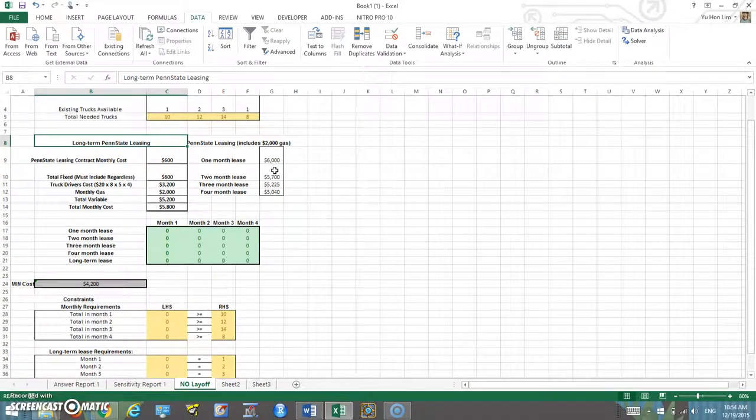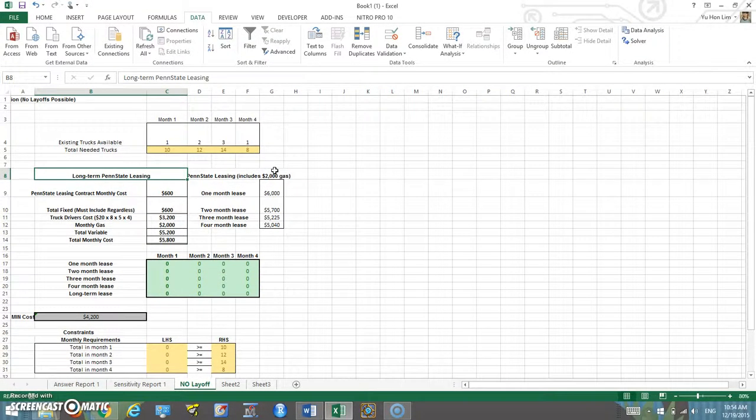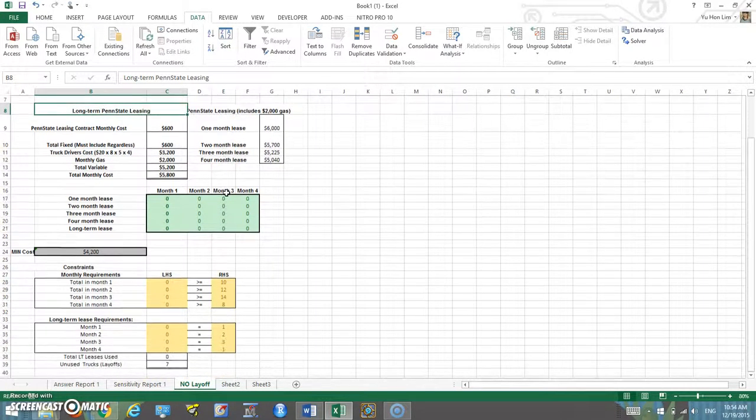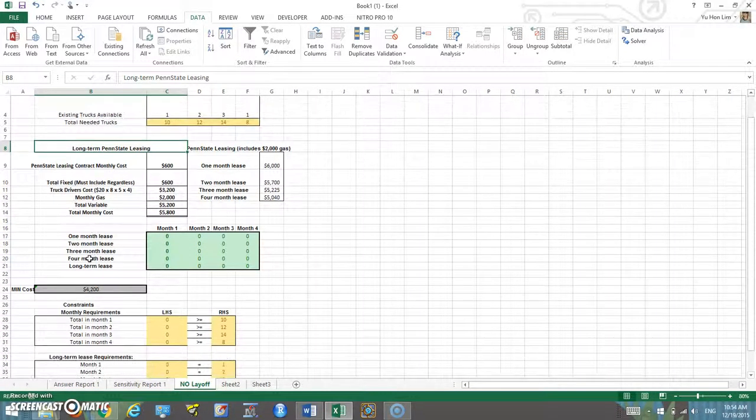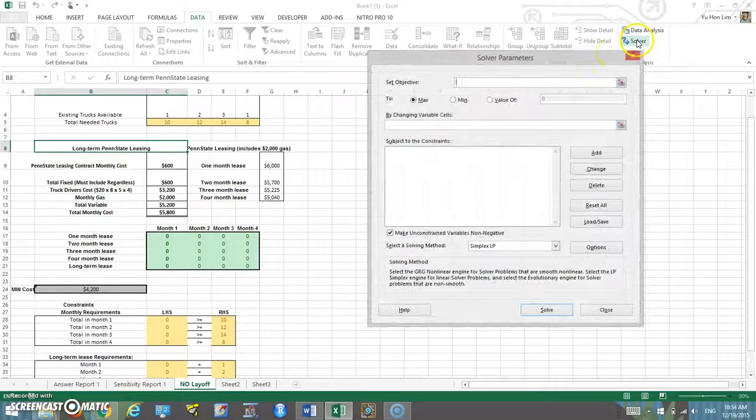So how do we solve this problem? First of all, the minimum cost for leasing the truck is 14,200 based on the question. Let me show you the Solver. First of all, we have to set the objective. The objective is right here, the minimum cost, and we want to make it minimum.